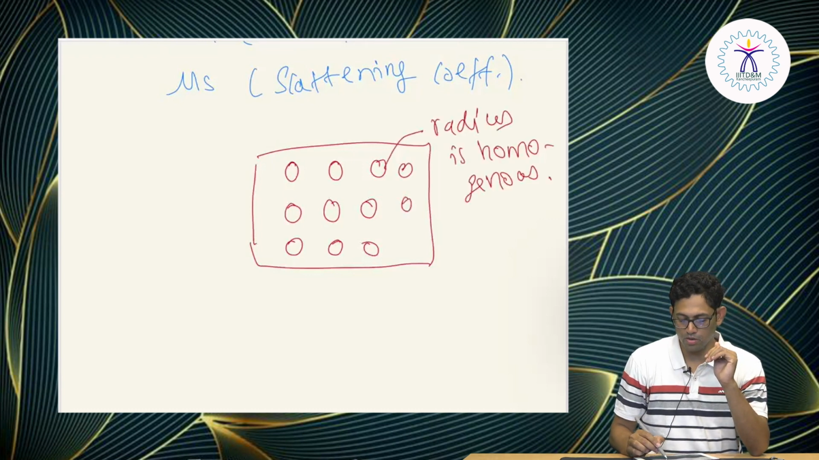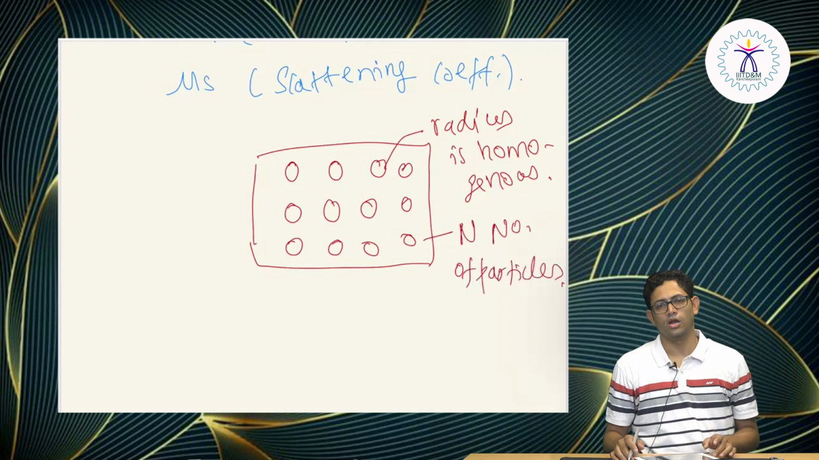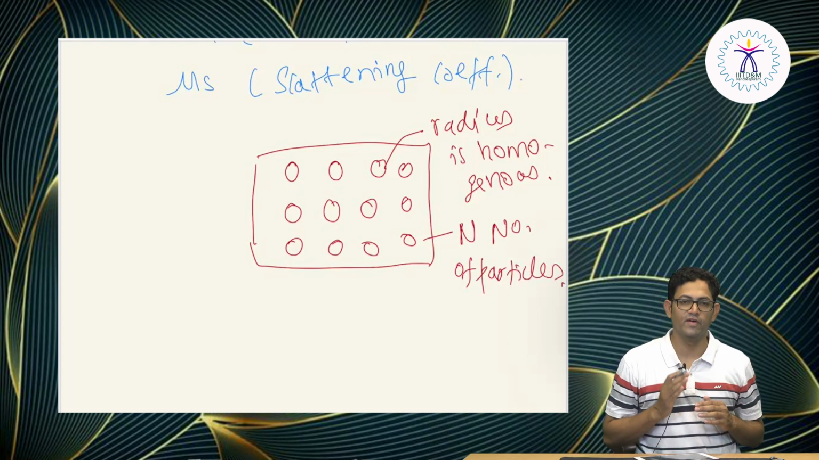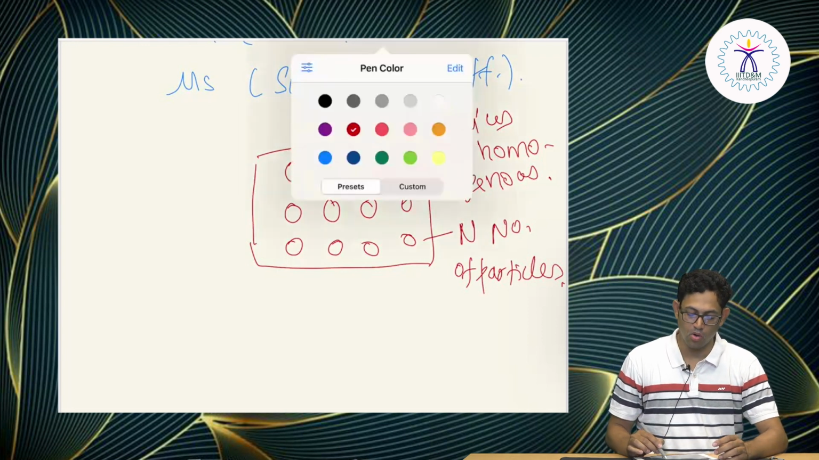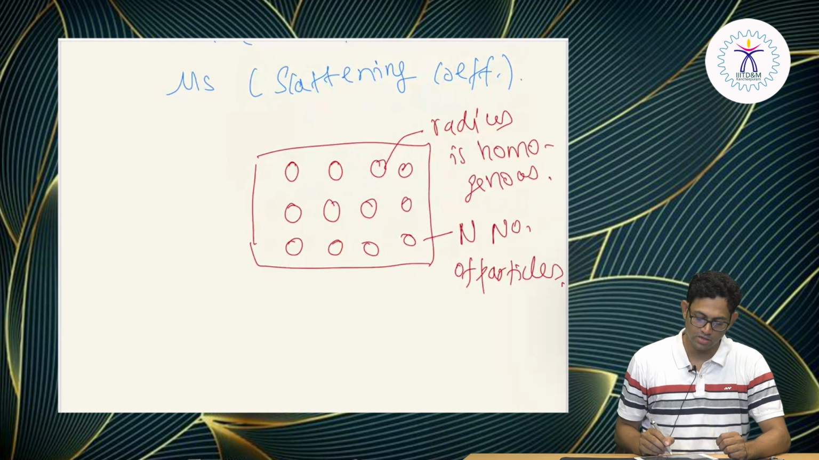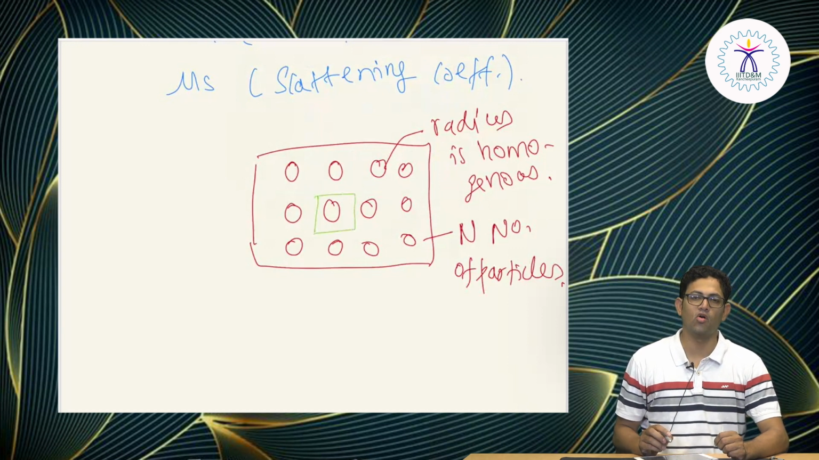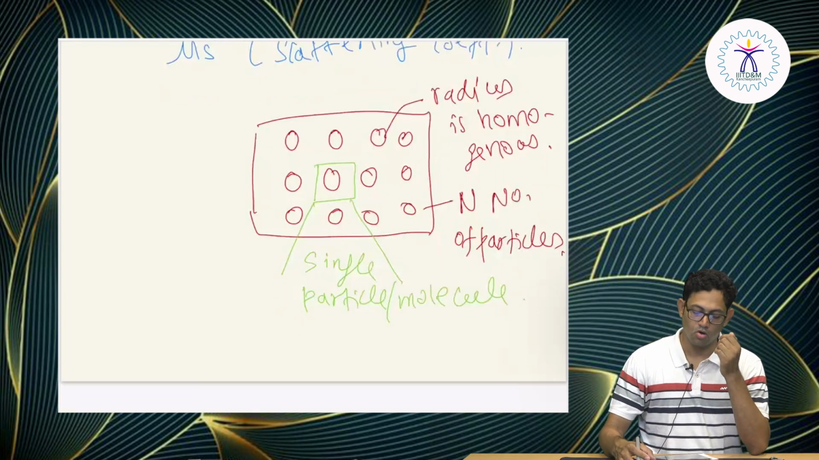Now, how many particles do we have? We have n number of particles. From this n number of particles we have to simplify even further. Instead of taking all the particles in the tissue, I will take only a single particle. So let me take a single particle and try to analyze what will happen if the light passes through that particle or molecule. So my analysis would be on this single molecule.